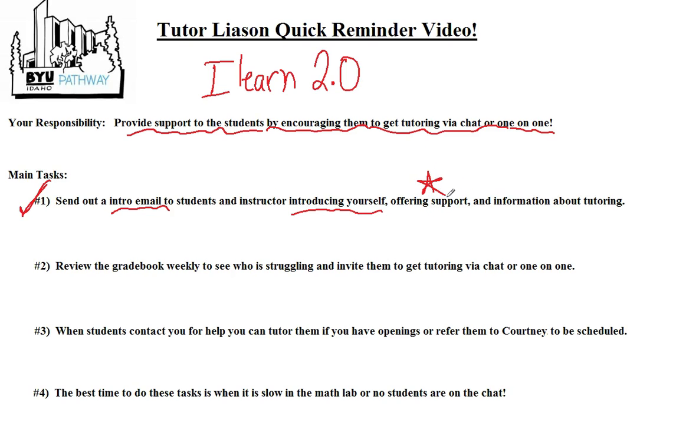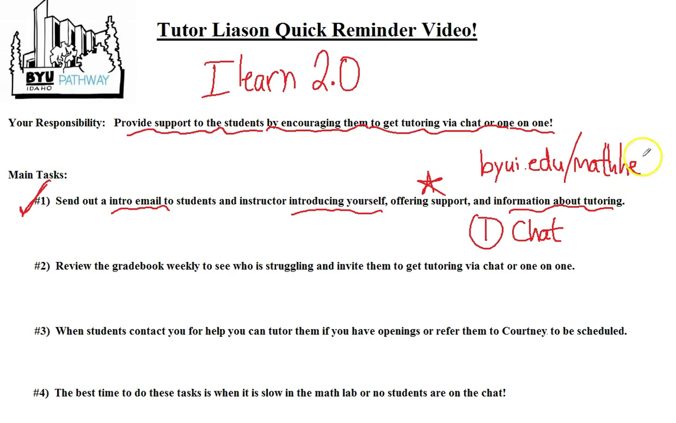Some of the pathway students might be feeling a little lost, need a little extra guidance, and that's what you are there for. In the email, you should also let them know how to get tutoring. Again, we offer 2 ways that they can get tutoring. One is using the chat. And you'll want to give them the link to get to the chat, which is byui.edu/mathhelp. That'll get them to the chat. And you'll definitely want to encourage them to use that because they're about to take their first test here in week 3. And so they need to know about the chat.